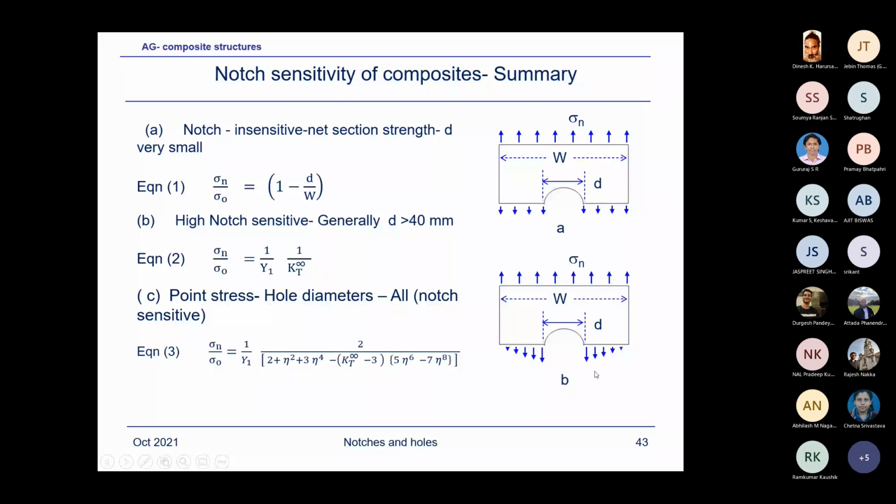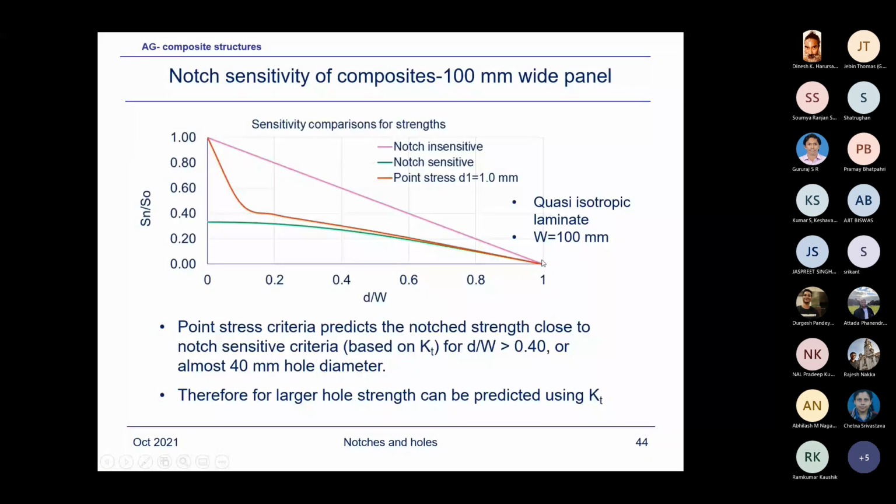The first one, which is notch insensitive, the failure occurs by net section yielding. If you use that, it is too conservative, because it will predict the failure to occur at a much higher level than either of the other two. Now, this region is based on 1 upon KT. Of course, KT is 3, but when you have a finite width correction factor, effectively KT will keep on increasing. It's no more 3.